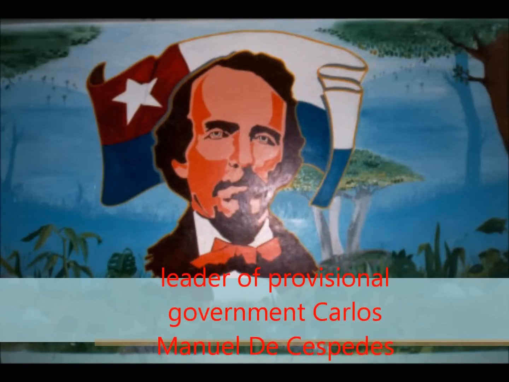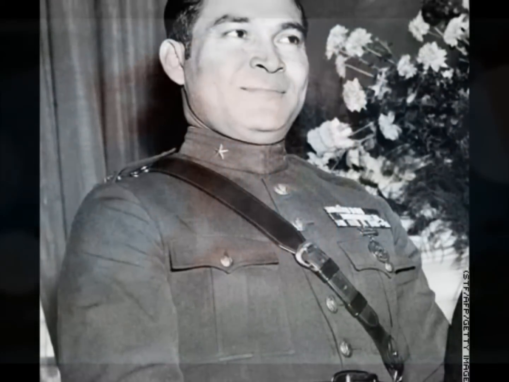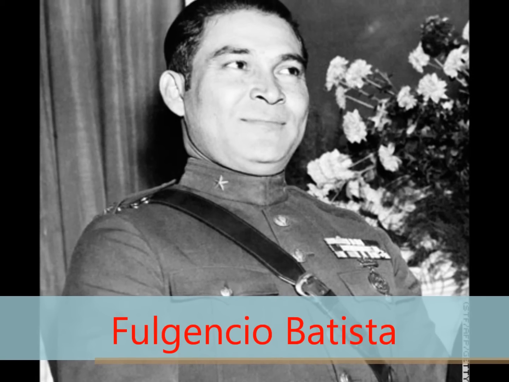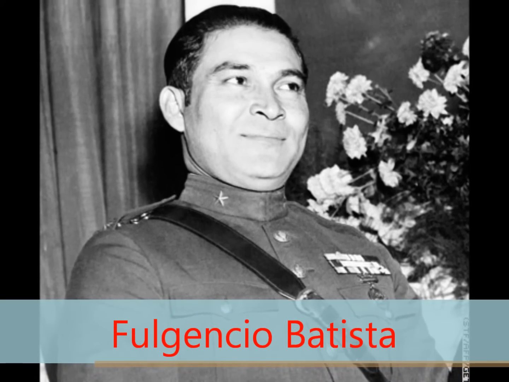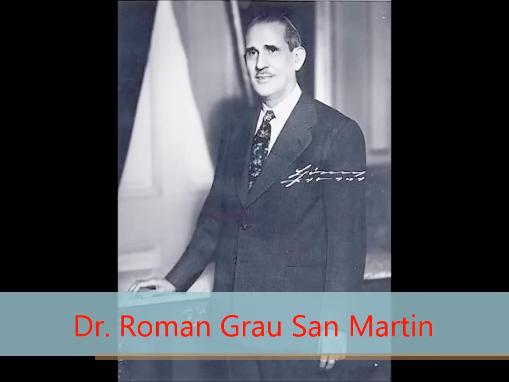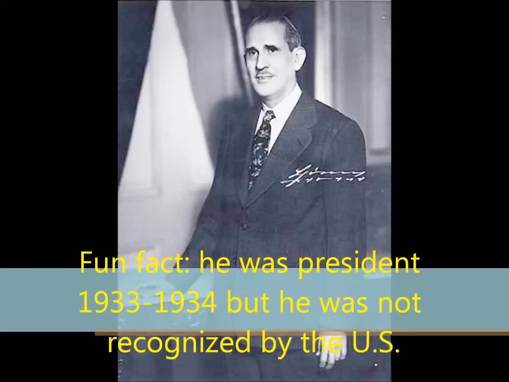A provisional government by Carlos Manuel de Céspedes attempted to fill the void left by Machado. Batista overthrew this provisional government and immediately allied himself with the young student rebels. The new alliance was inexperienced. Soon Batista, Dr. Ramón Grau San Martín, a longtime opponent of Machado, and Antonio Guiteras, a leader of the student directory, were dominant figures in the alliance.